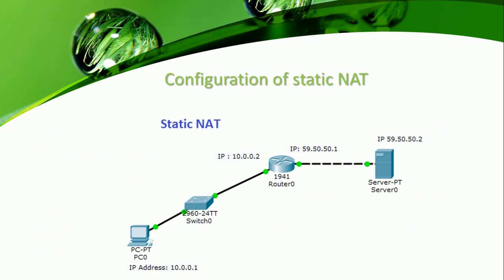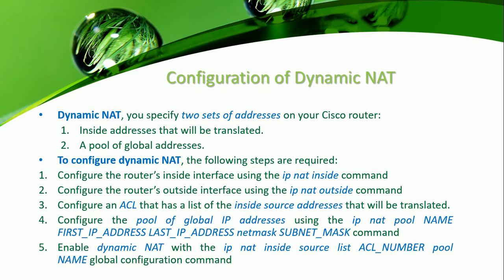Now, the configuration of dynamic NAT needs two sets of addresses on a Cisco router: inside addresses that will be translated, which are the local IP addresses, and a pool of global addresses, which will be the public IP addresses.